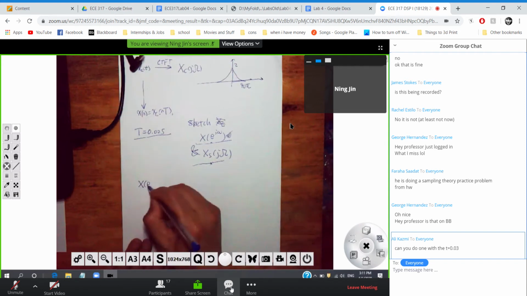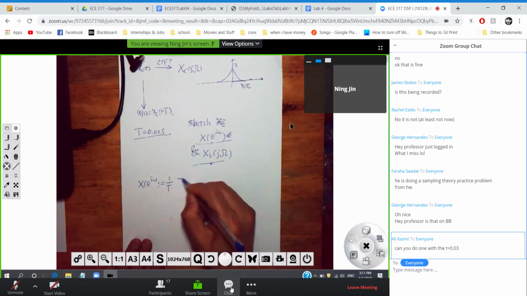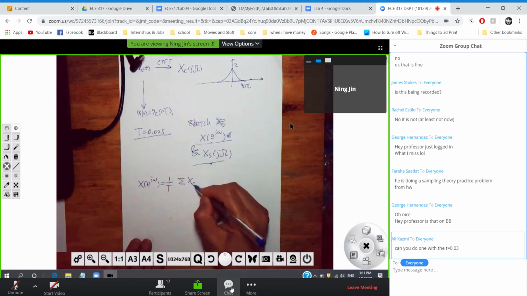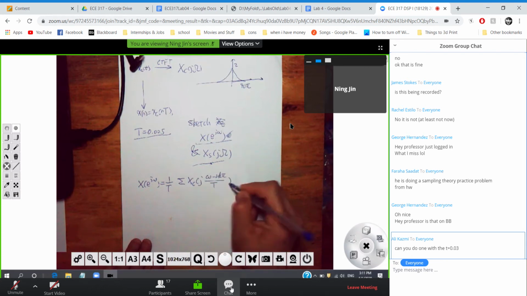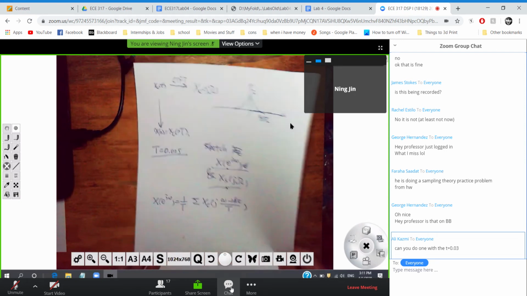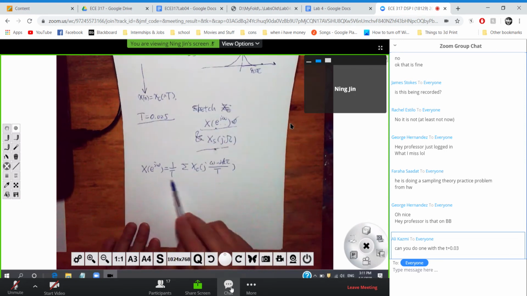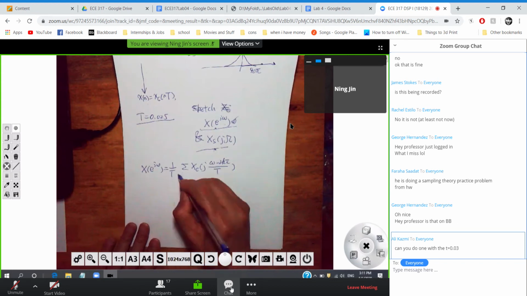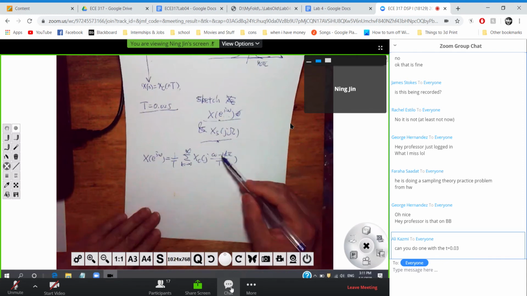X(e^{j omega}) is 1 over T times the summation of X_c(j(omega minus 2k pi) over T). So you need to know this, the graph, you sketch it. Actually, it is a realization of this form. Here k runs from negative infinity to positive infinity. You should know what it is, right?